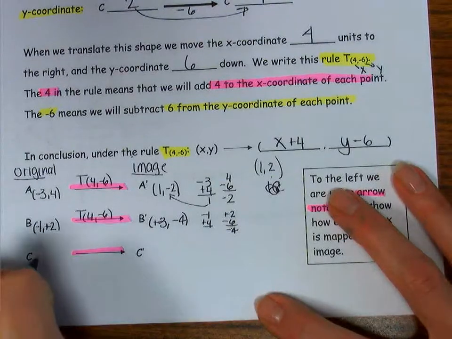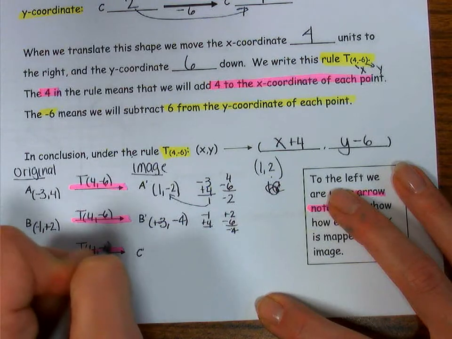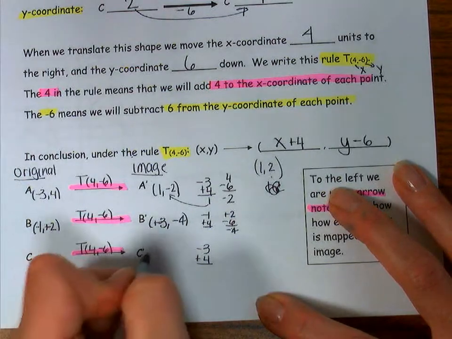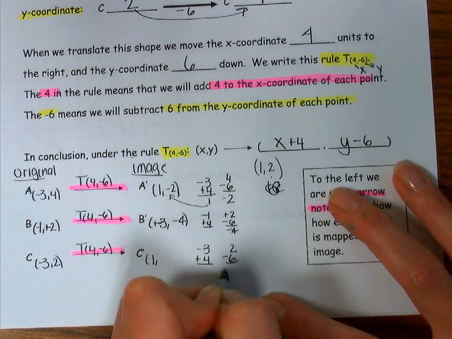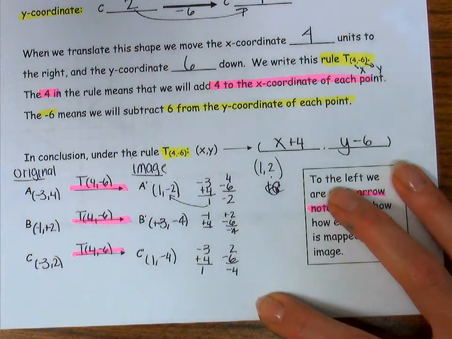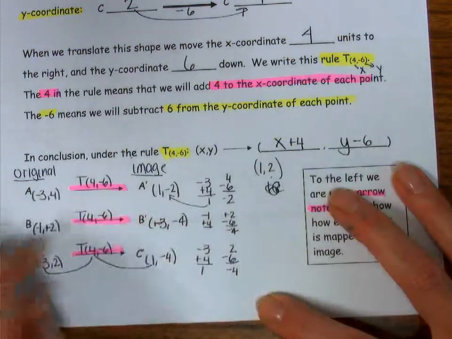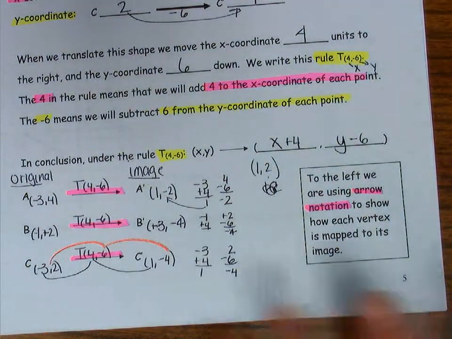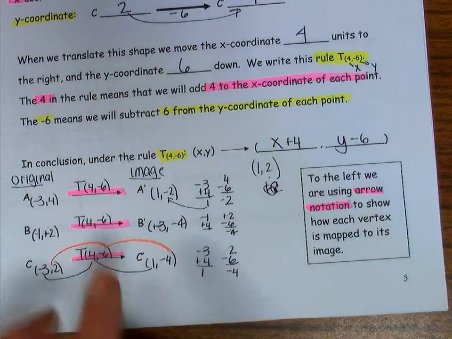And C, (-3, 2), applying that same transformation rule ⟨4, -6⟩. So off to the side, negative 3 plus 4, matching up our y's. And that's going to give me a positive 1. And then a positive 2 minus 6 gives me a negative 4. Once again, matching up my x's and my y's. And once again, this is arrow notation because we're showing the mapping and we're showing that this maps to this and we're using this rule.